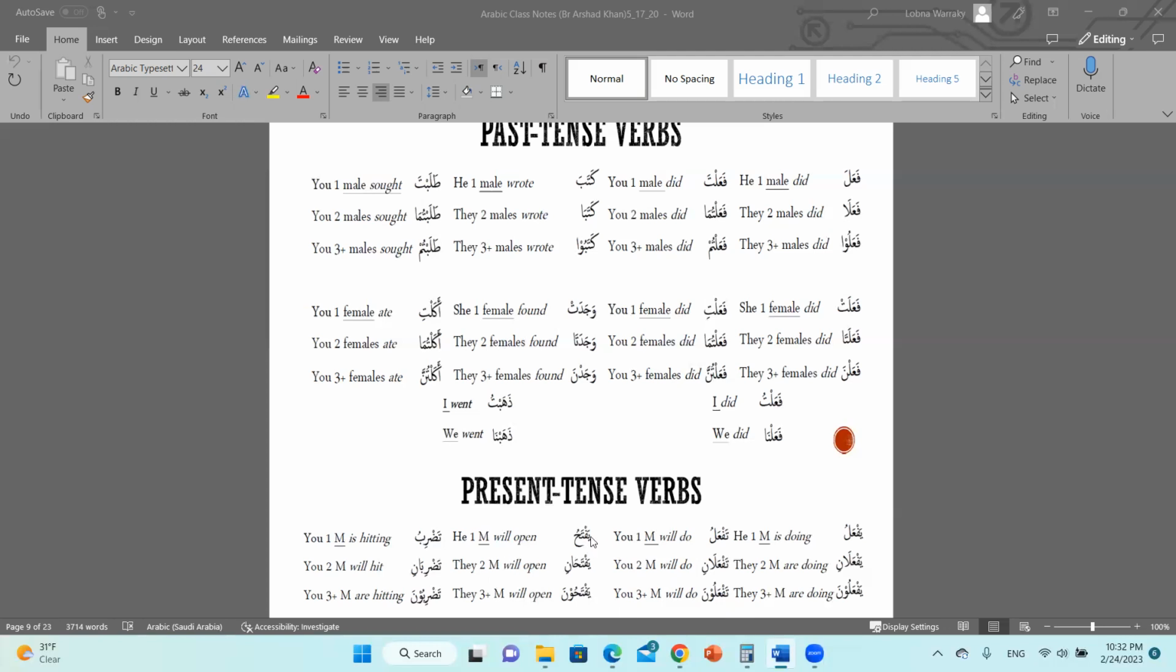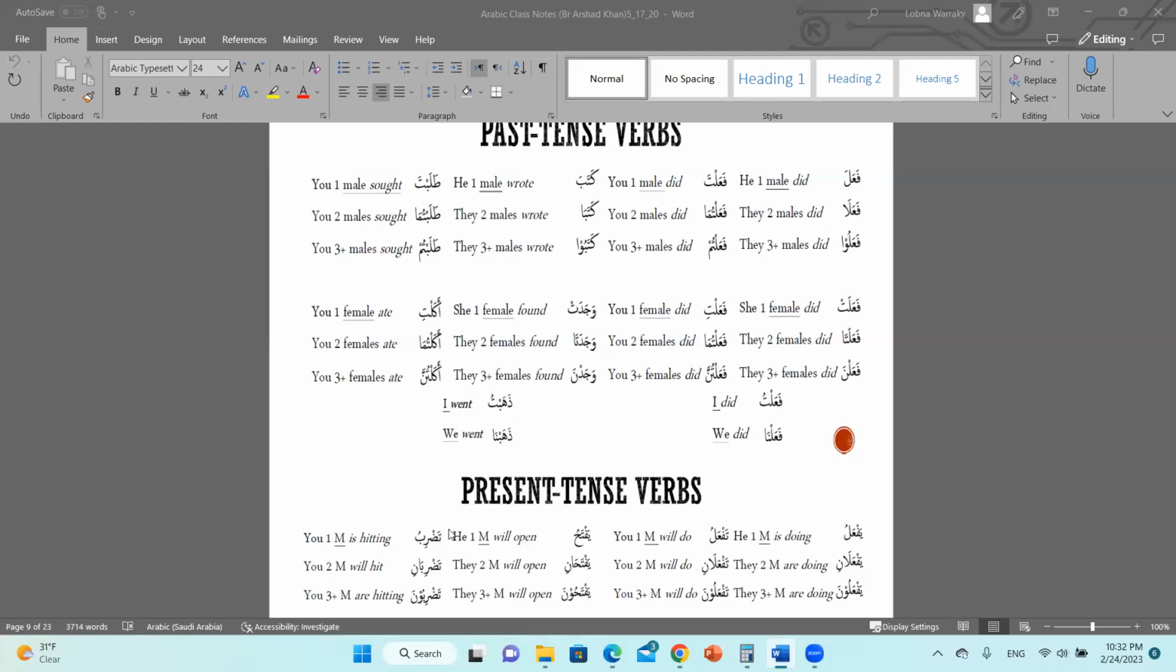So when you see a ya in the beginning and there's a dhamma, yaftahu basically means he is opening. Yaftahani, two people are opening. Yaftahuna, two or many are opening. So if I say yadhhabuna, dhahaba is a root word. Yadhhabuna is like saying they are going.